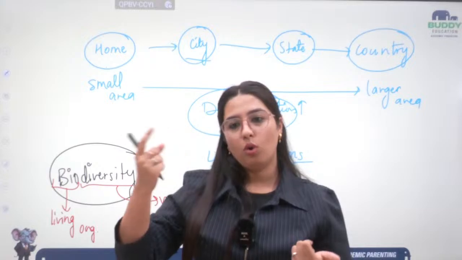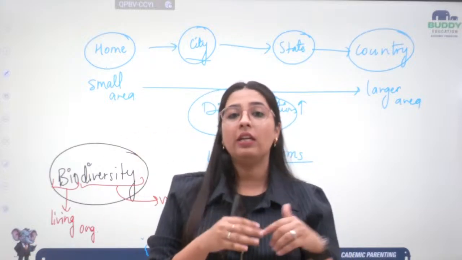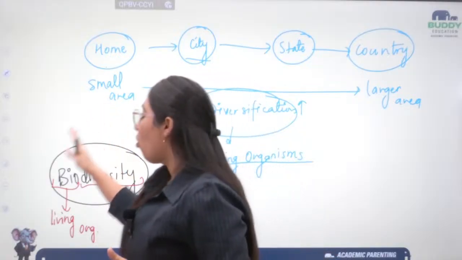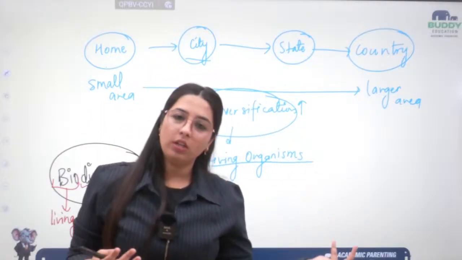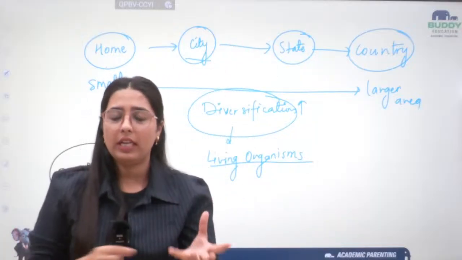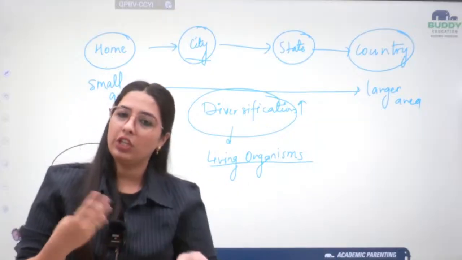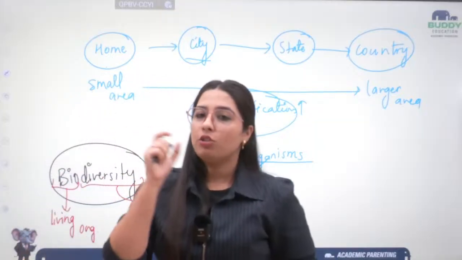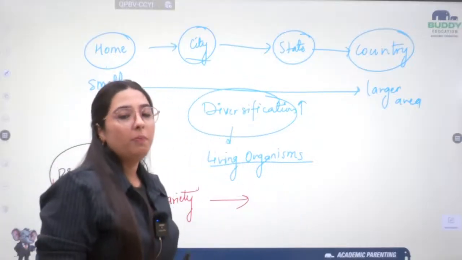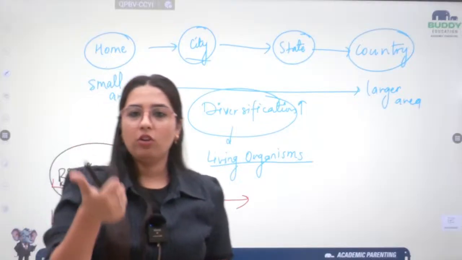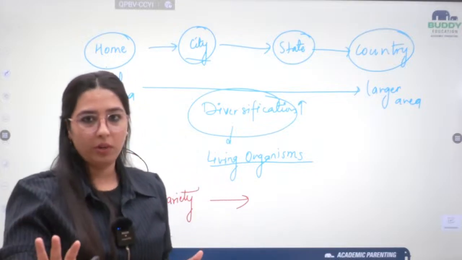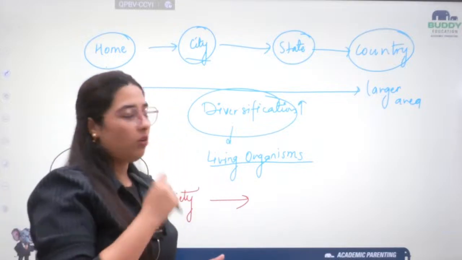So if I talk about home, it is less diverse than a country, than the whole world, than the whole universe. So a home is less diverse than a whole country, less diverse than a city, state or any other place, because home is a very small area. So with respect to area, diversification or biodiversity increases. Biodiversity is basically something which is dealing with a variety at a particular place. Variety means everything, okay? Microorganisms, plants, animals, humans, every living organism I am including in it.